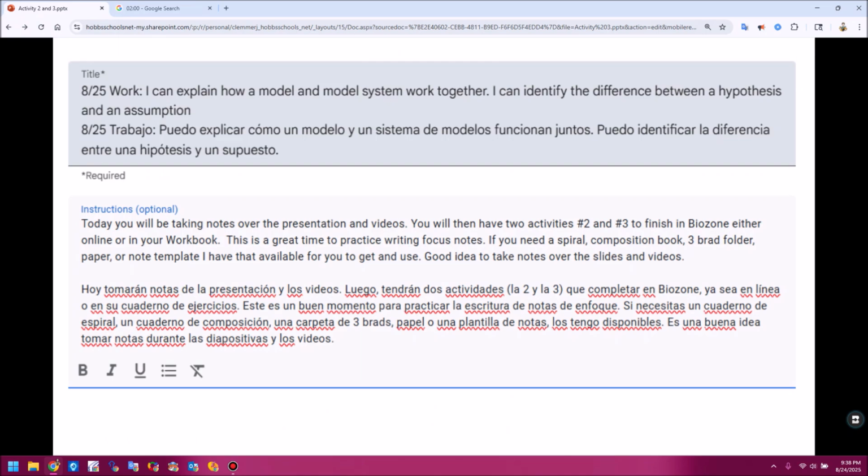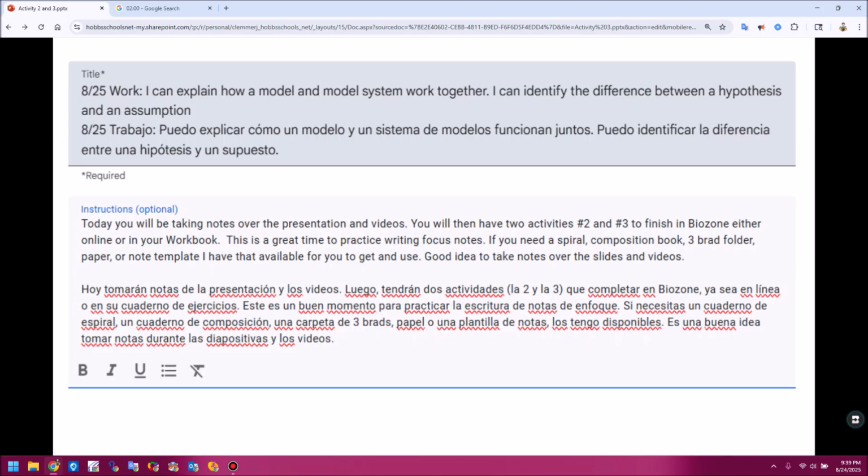Okay, so our work for today, like I said, here's your objective. Your assignment work for today is: I can explain how a model and a model system work together. I can identify the difference between a hypothesis and an assumption. Today, you will be taking notes over the presentation and videos. You will have two activities, number 2 and number 3, to finish in the BioZone.